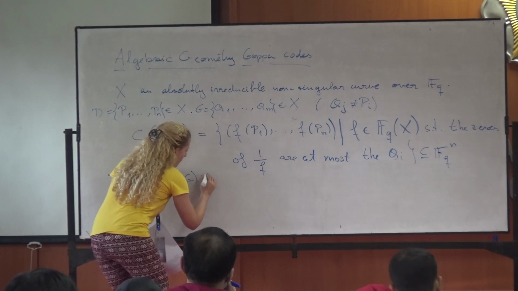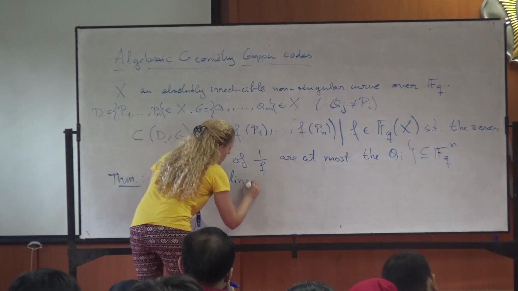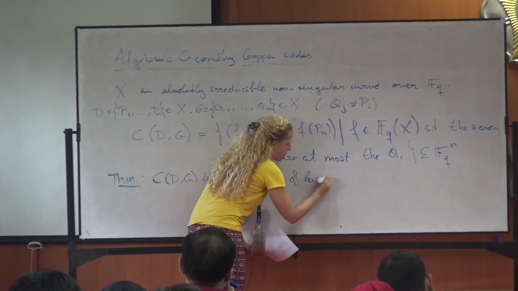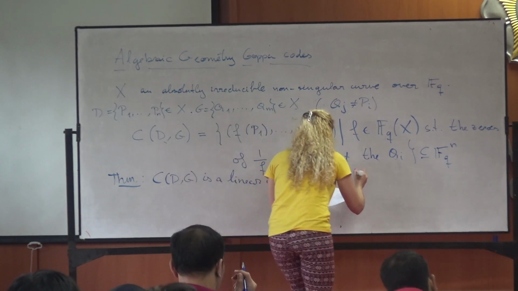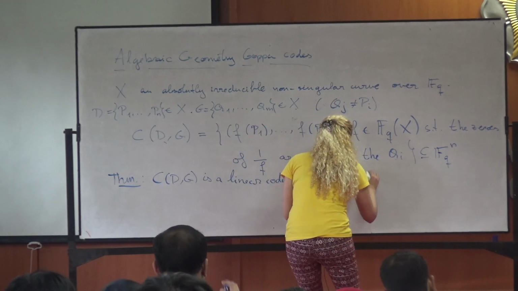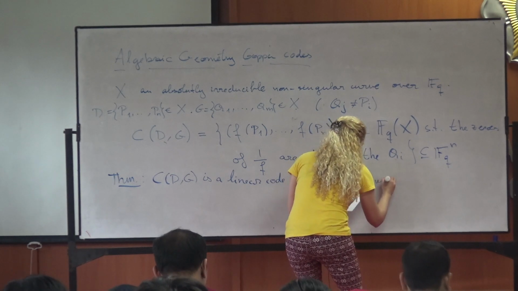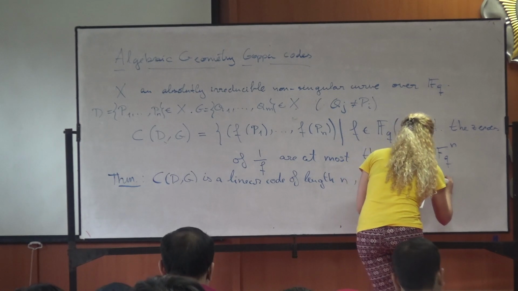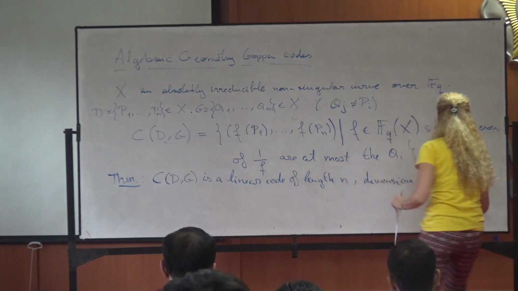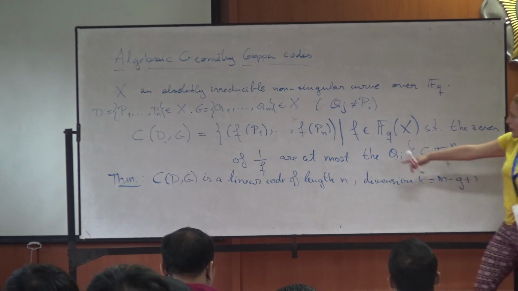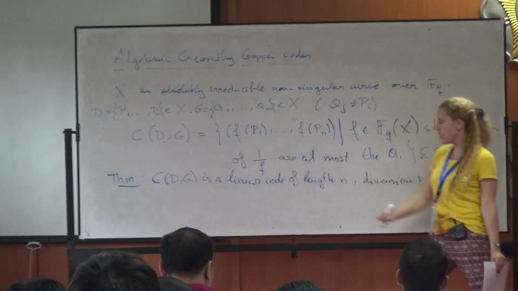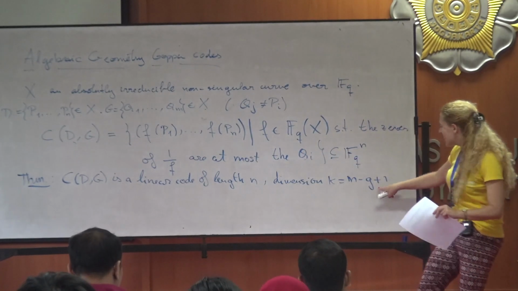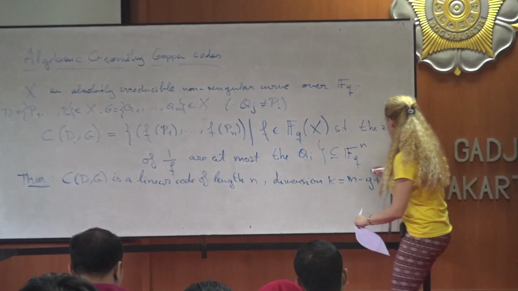C(D,G) is a linear code of length n, dimension k equal to n minus g plus 1. So m is the number of points I'm getting here, and g, this is a nice part, so the geometry is coming. G is the genus of the curve.